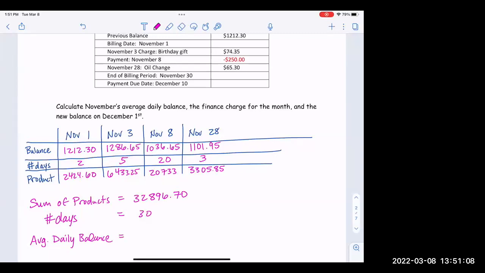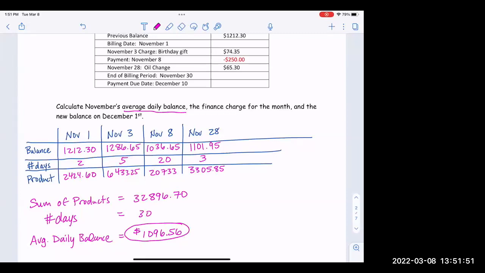In terms of what's typical, my balances range anywhere from 1,286.65 to 1,036.65. So it should be somewhere in there. So if you get anything outside the 1,000-something to 1,200-something, it's probably not right. We got $1,096.56 if I round it. All right, so that's our average daily balance.